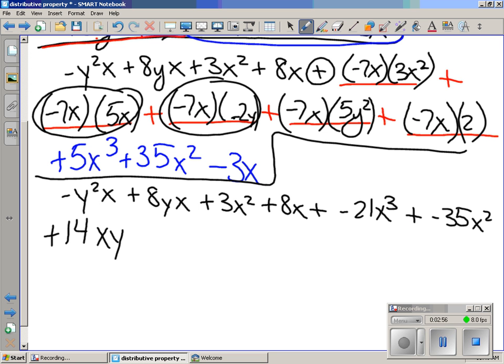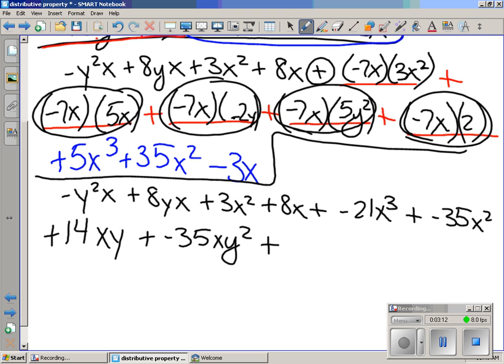I could write this as xy or yx, same thing because of the commutative property of multiplication. Then I multiply negative 7 times 5. I get negative 35xy squared. And then finally, negative 7 times 2 is negative 14, so we get negative 14x. And I'm ready to tack on the 5x to the third, the 35x squared, and the negative 3x.